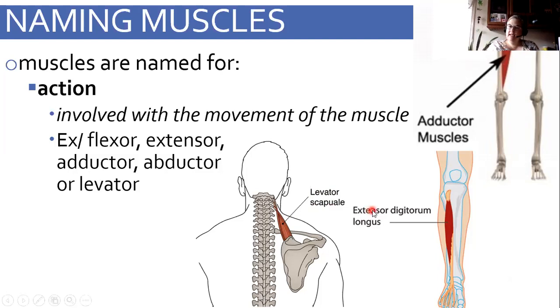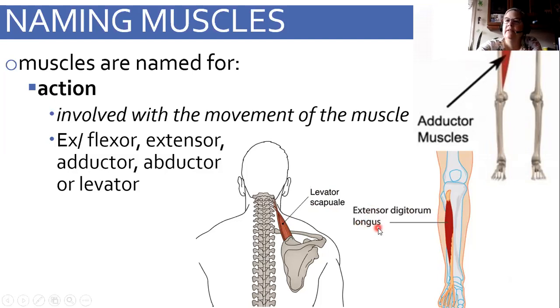Extensor means to extend. So this muscle is an extensor, so it's extending. So it's causing extending to happen here in our leg. It's also named for its length. It's a long muscle, so it's longus.